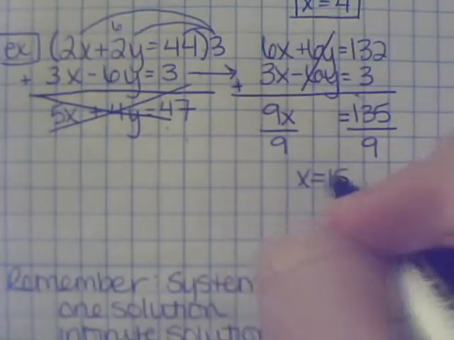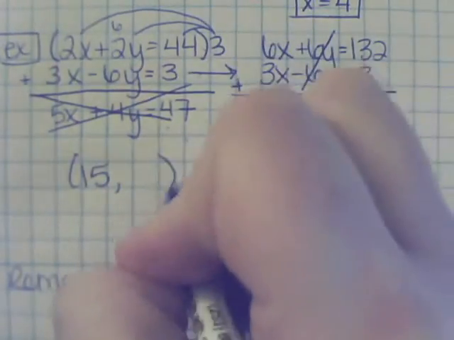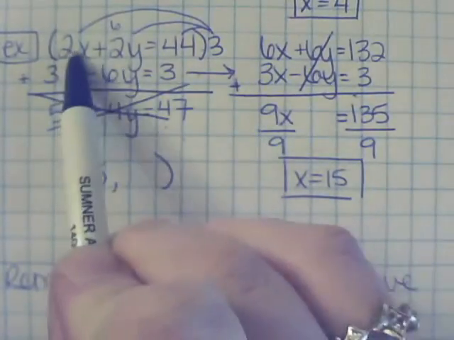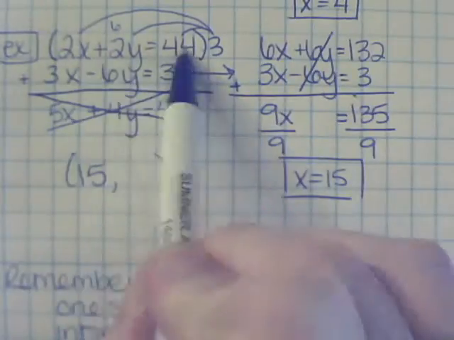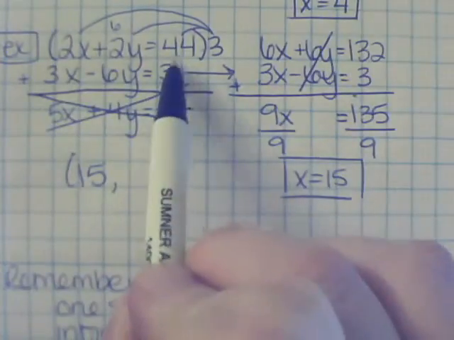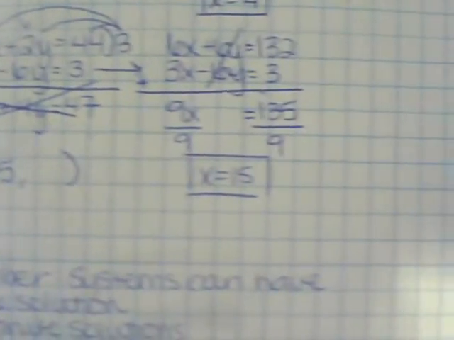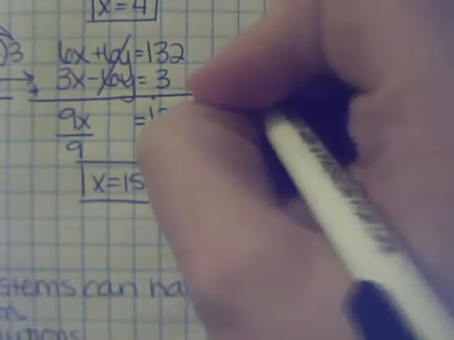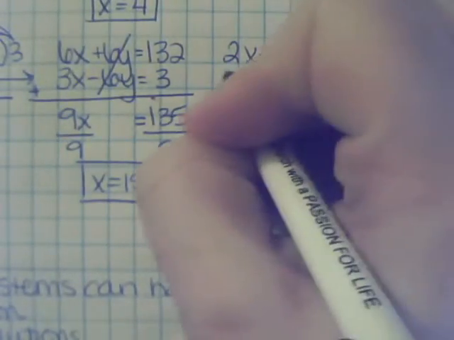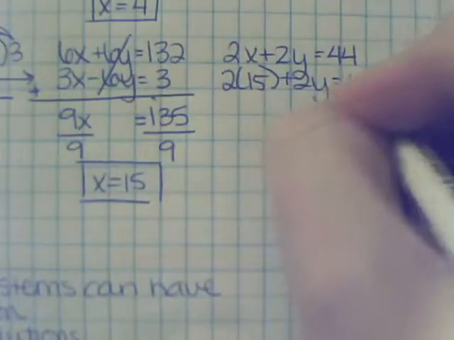So x equals 15. Remember, I'm solving for a coordinate, so 15 is the x, but I need to know what the y coordinate is. So go back to your original problem, and you either pick the top equation or the bottom equation, and you pick whichever one looks the easiest. I'm going to pick the top equation because they're all positive. Even though 44 is kind of a big number, I'm still going to pick the top equation. So I would copy over the top equation, which is 2x plus 2y equals 44. And I'm going to put in the 15 for the x, and then I'm going to solve for y.